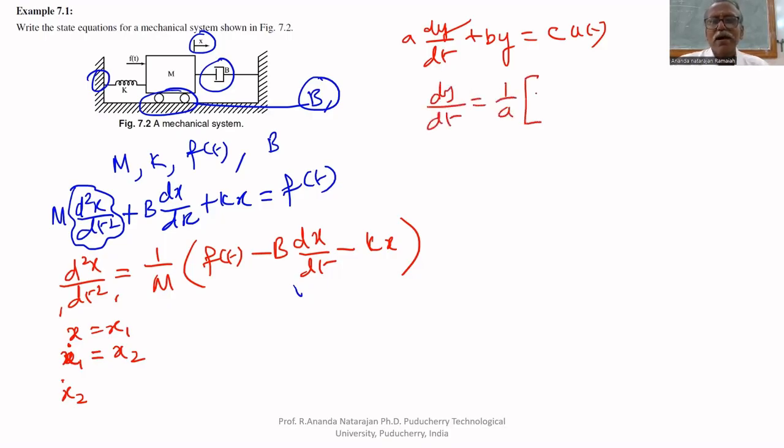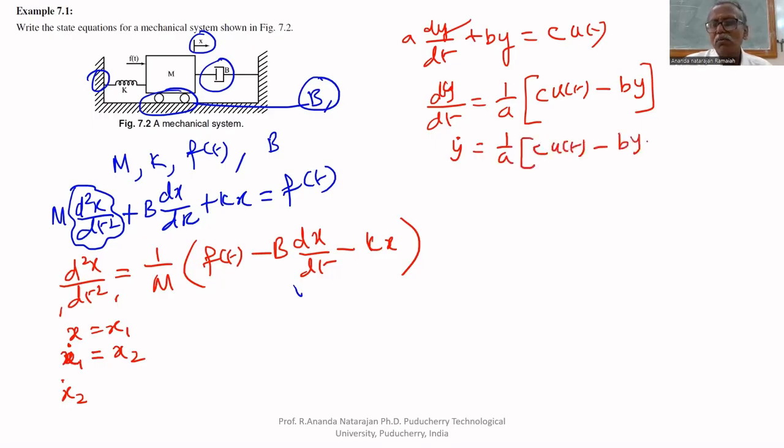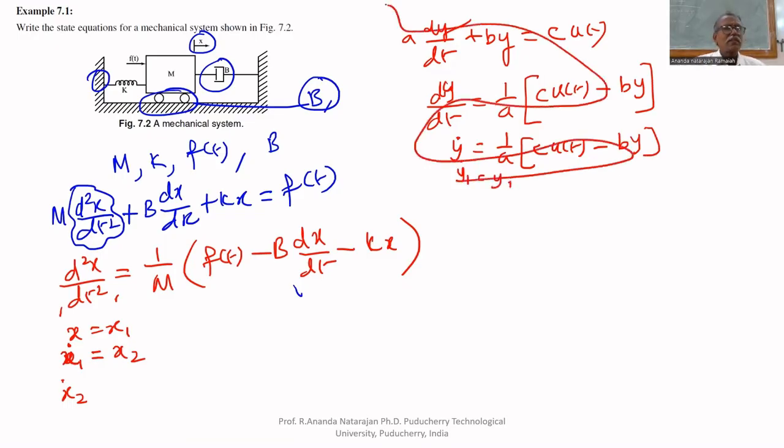What is the derivative? This can be written as y dot equal to 1 by a, c u of t minus b y. So it is a first order equation. Simple first order equation: x1 dot equal to x2 is a first order differential equation.